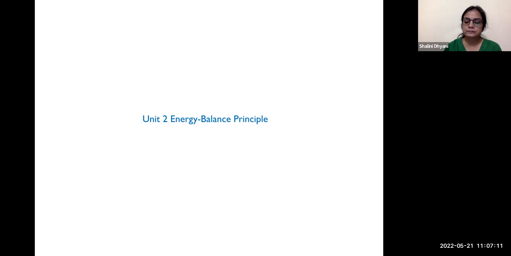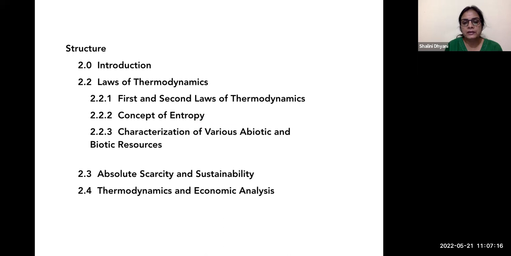And this unit is basically composed of different topics and subheadings. So I'll give you a brief glimpse of what is there. In this chapter structure, we'll be talking about what energy dynamics is with reference to ecology and environment. We'll also talk in detail about the laws of thermodynamics with special reference to economy and environment. So first and second law of thermodynamics. We'll also be talking about the third law and zeroth law of thermodynamics and the concept of entropy.